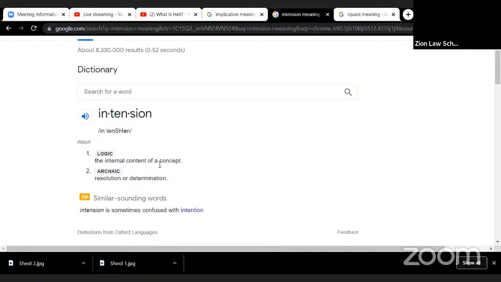Internal content or concept. So as a noun in logic, it means the internal content of a concept. Its ancient meaning is resolution or determination. So this is saying, is it logical then that to inquire is to demand? That's something everybody needs to answer for themselves. If you ask for something, are you demanding something?